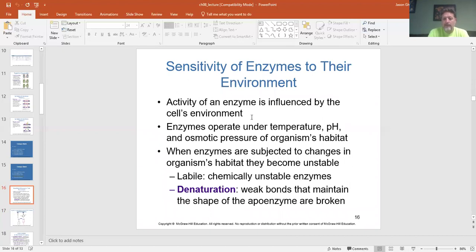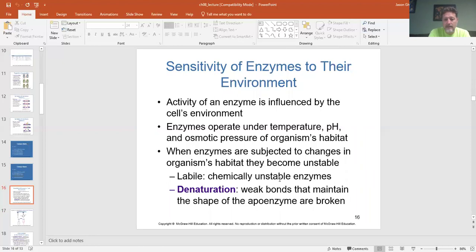The environment is going to affect these main things. There's temperature, pH, and osmotic pressure, but temperature is the big one. As you heat up, remember, enzymes are proteins. If you heat up a protein, it will change shape, and if it changes shape, then it no longer functions. pH can do this, and again, osmotic pressure can affect this. So those are the main things affecting enzymes.